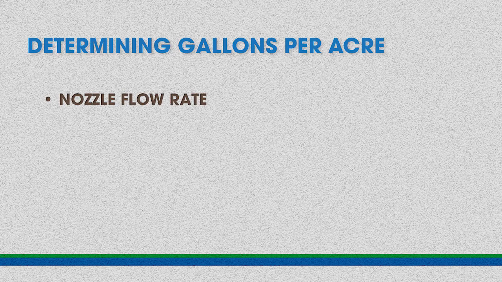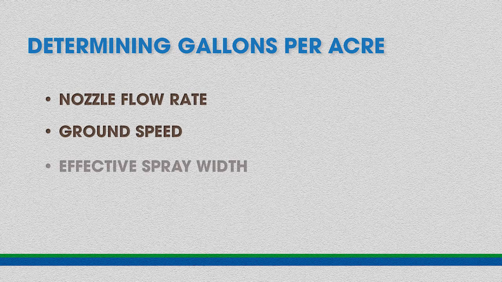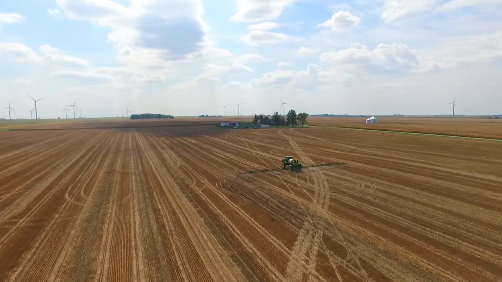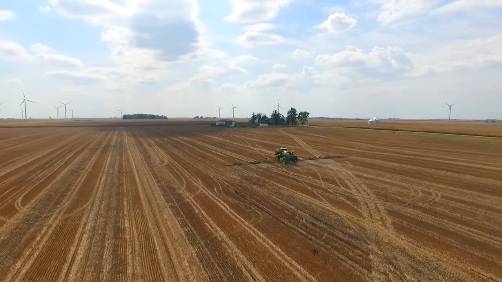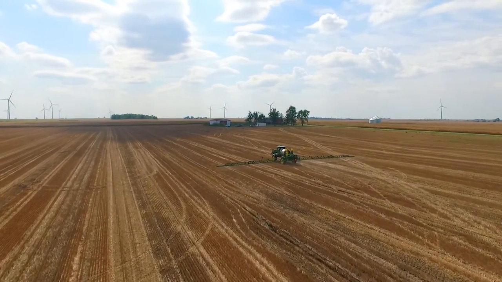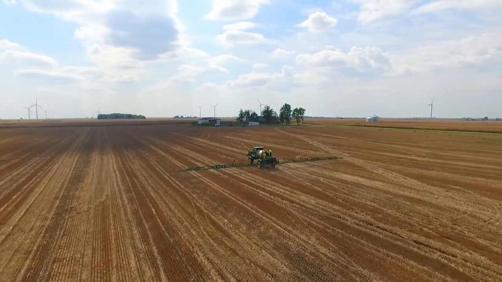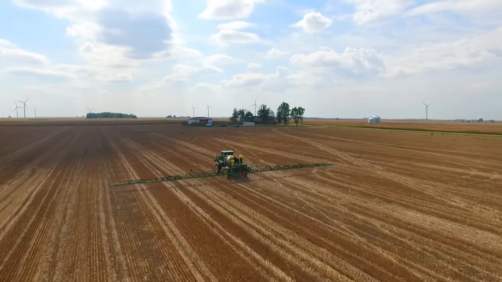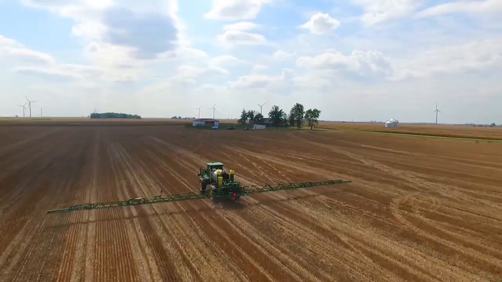Why does this occur? We mentioned the three things that determine the gallons per acre. If you remember, they were nozzle flow rate, ground speed, and effective sprayed width. Those are the three things that determine your spray application rate. If you're changing the speed during your application, you have to compensate with either nozzle flow rate or effective spray width to make sure that the gallons per acre doesn't change.